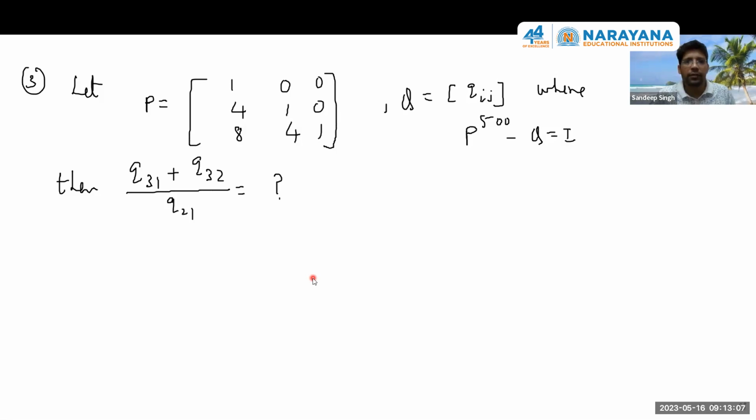Okay. Let me just check. What is P power 500? In fact, what is Q that you are getting? So I'm interested in Q. You have obtained Q? Yes, sir. Okay. So please tell me, how did you proceed? I found P square and P cube and found a pattern, sir.